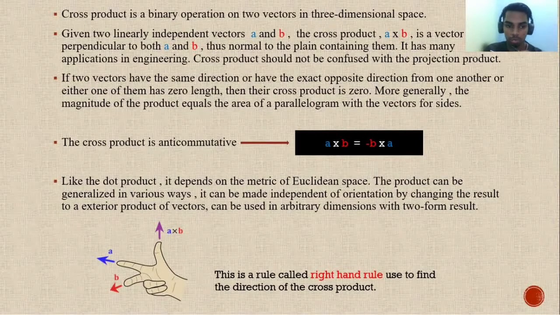The product can be generalized in various ways. It can be made independent of orientation by changing the result to an exterior product of vectors. They can be used in arbitrary dimensions with a two-form result. This picture shows the right hand rule, which is used to find the direction of the cross product.